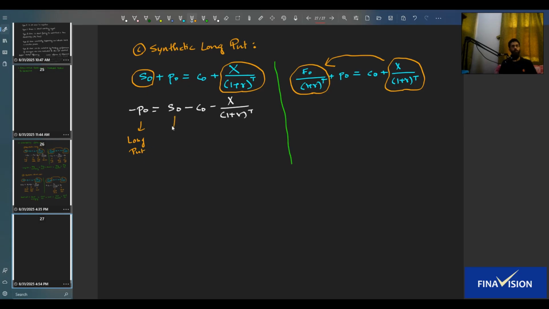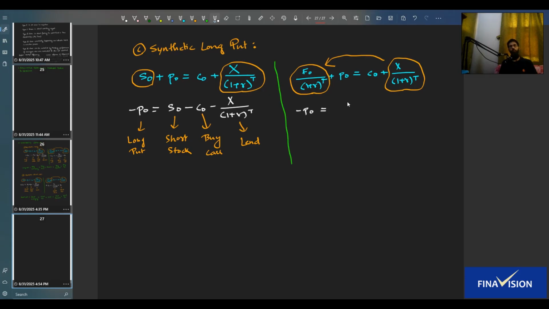So here, if we have to interpret this, cash outflow due to the put, which means long put, is equal to cash inflow due to the underlying on the stock, which means short the stock, cash outflow due to the call, which means buy the call or go long the call, cash outflow due to the present value of the strike, which means lend, right?